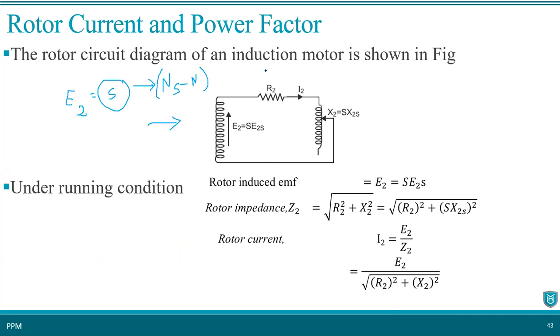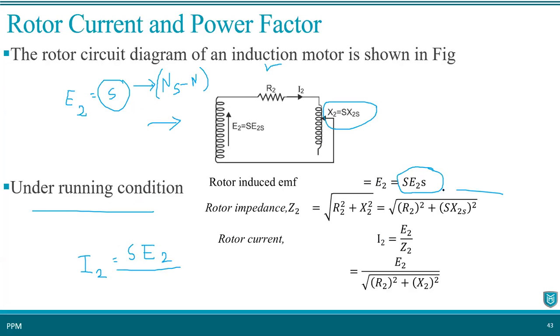While on the rotor we already have the resistance and the reactance. So ultimately, under the running condition, the voltage will be slip times your E2. So we can find out the rotor current. Rotor current I2 depends upon the rotor voltage, that is E2. In running condition, this will be slip times E2 divided by the rotor impedance, which is on your screen. So you can find out this rotor current.